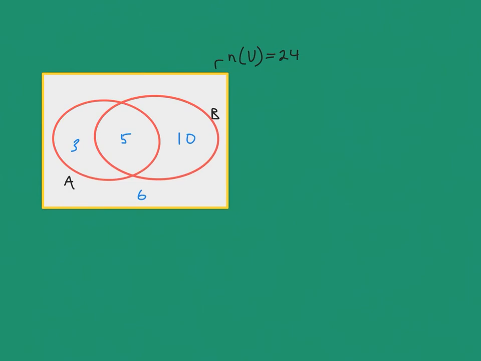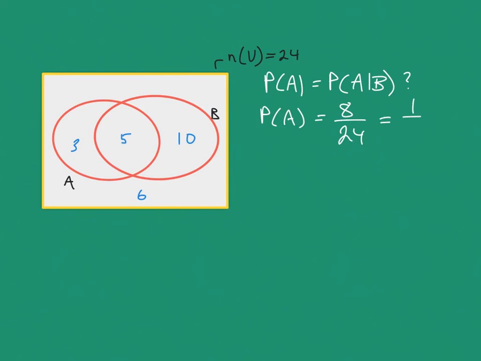Last example today, we have two sets A and B. Is the probability of A the same or different from the conditional probability of A given B? And we find the probability of A first. So this is the number of elements in A, that's 8, divided by the number of elements in the universal set, which is 24, which is the same as 1/3.